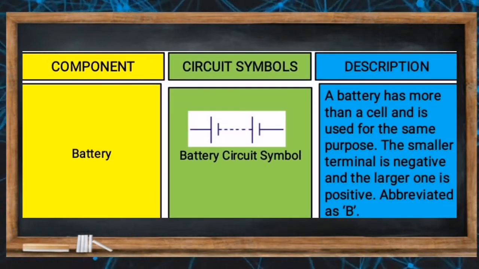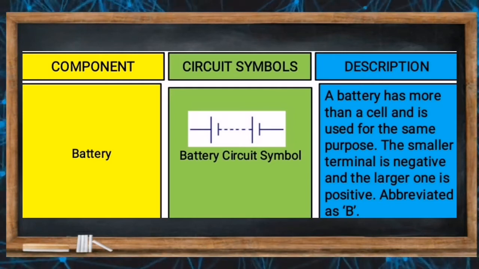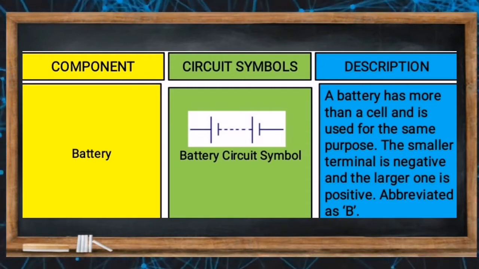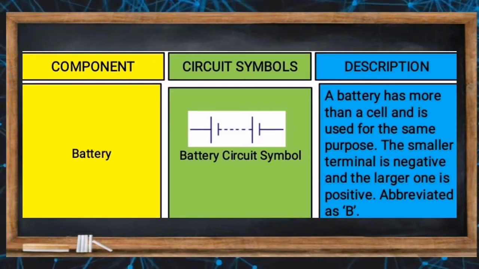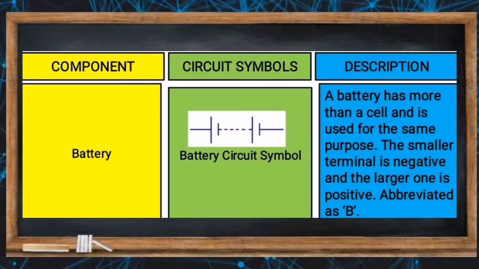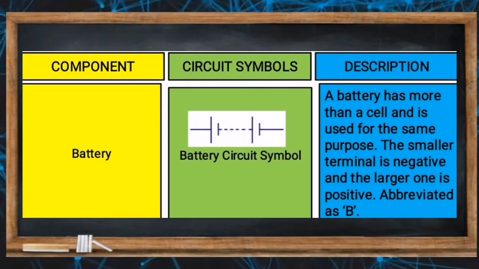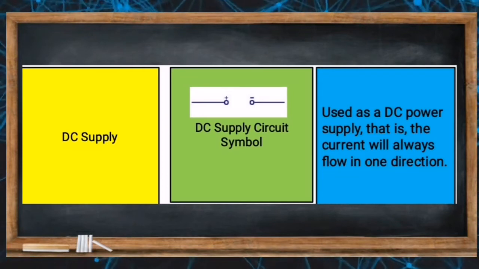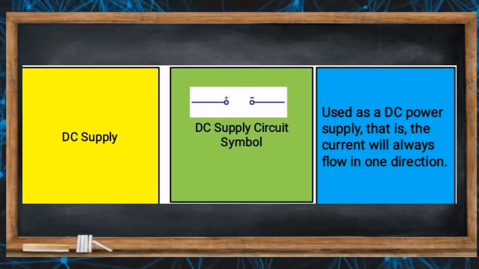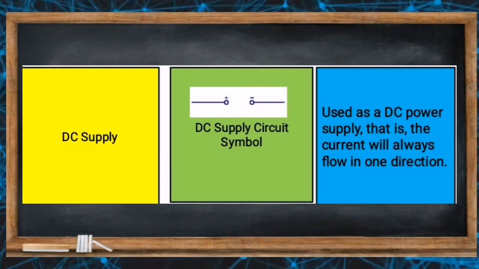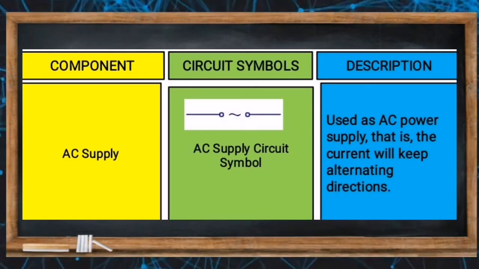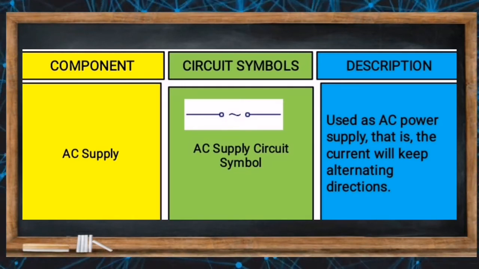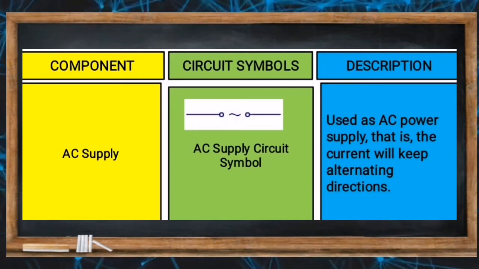Battery. Battery circuit symbol. Description: a battery has more than a cell and is used for the same purpose. The smaller terminal is negative and the larger one is positive. It is abbreviated as letter B. DC supply. DC supply circuit symbol. It is used as a DC power supply, that is, the current will always flow in one direction. AC supply. AC supply circuit symbol. Used as an AC power supply, that is, the current will keep alternating directions.